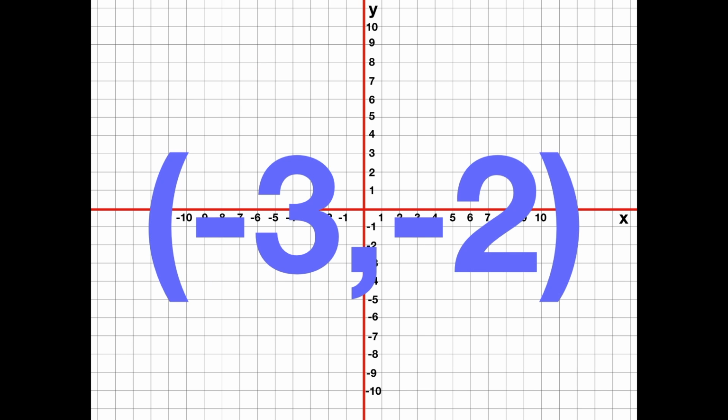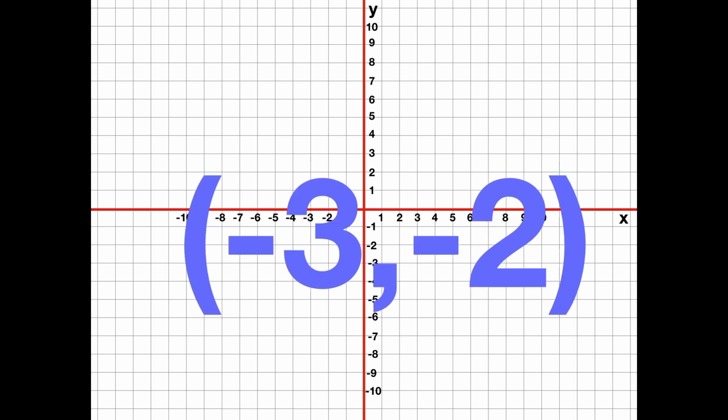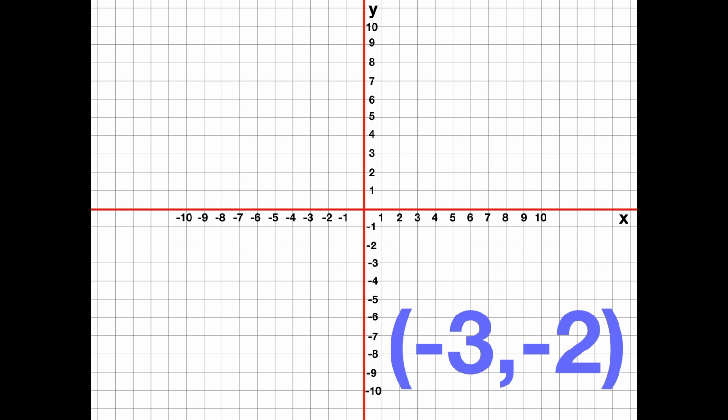Let's try another negative. How about both negatives? Negative 3, negative 2. That means we're going to go over first, always over first. Say it with me, always over first. So we're going to go over negative 3 and then down this time because it's a negative 2. So negative 3, negative 2. There you go.